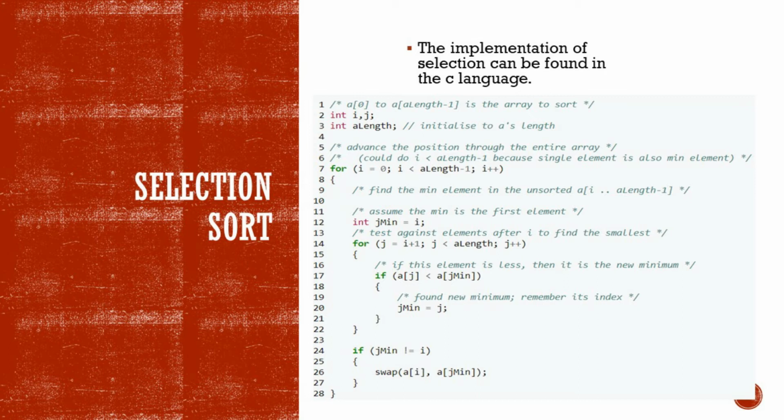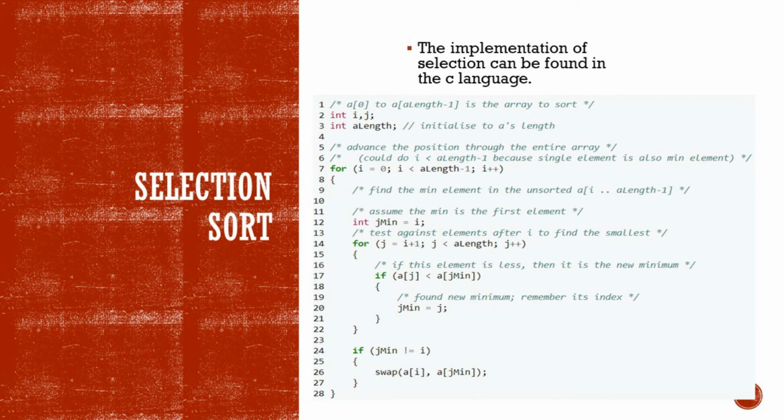For j equal to i plus 1, j less than a length, and j plus plus, which is a test against the elements after i to find the smallest one. And if a j is less than a j min, it will find a new minimum, and it will remember the index. And if j min is not equal to i, it will swap.